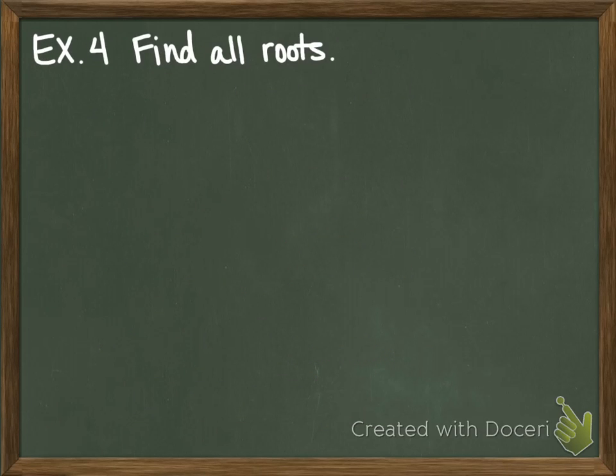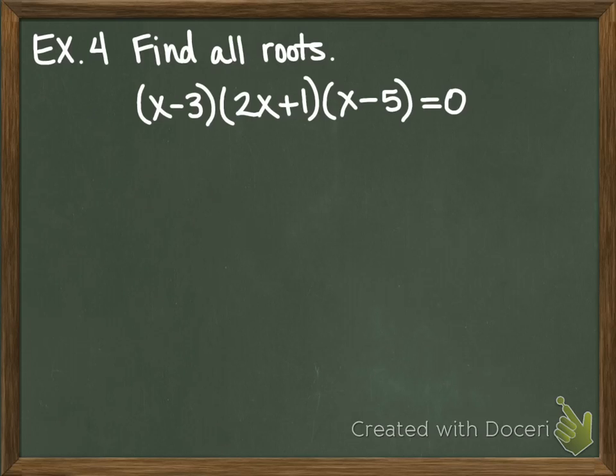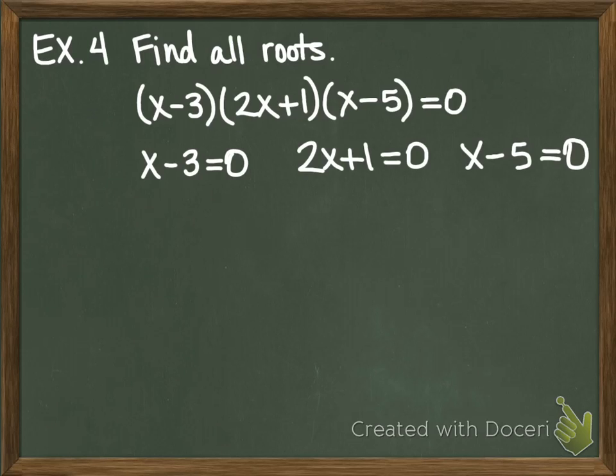Okay, number 4, we're going to find all roots. And in this problem, the polynomial has already been factored for us. So when it's already factored, we just have to set each factor equal to 0 and solve from there. So x minus 3 equals 0, 2x plus 1 equals 0, x minus 5 equals 0.